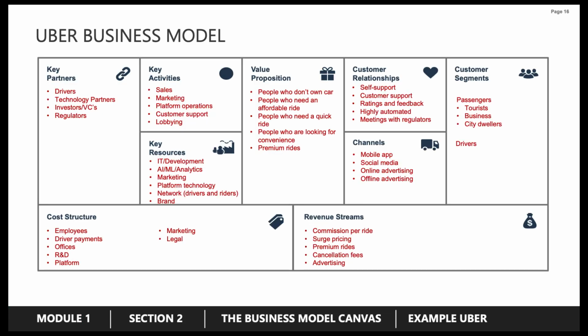And if we take a look at the Uber business model, we can see each of these things and how they are applied into the business model canvas. So let's walk from right to left. First of all, who are their customer segments? Well, their customer segments are very different. They are people like tourists, businesses or people that work for businesses, and even city dwellers.